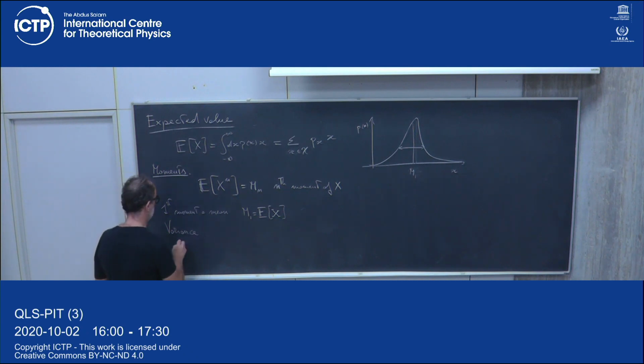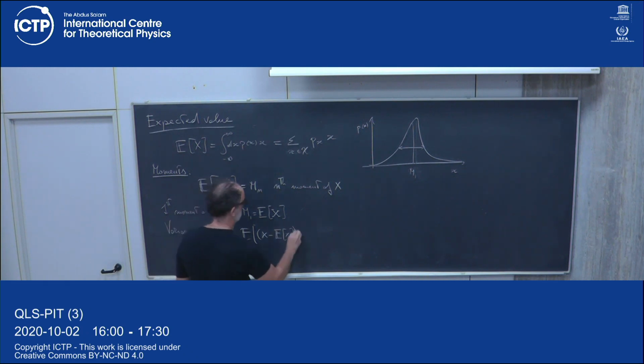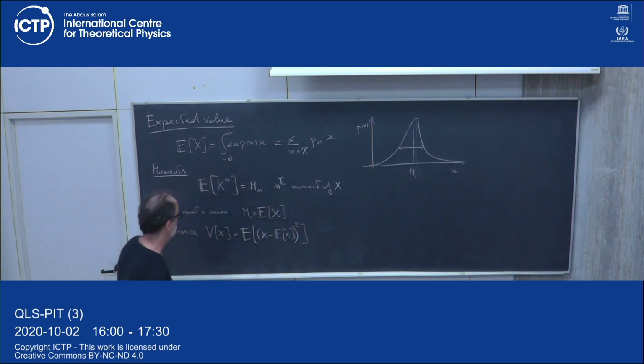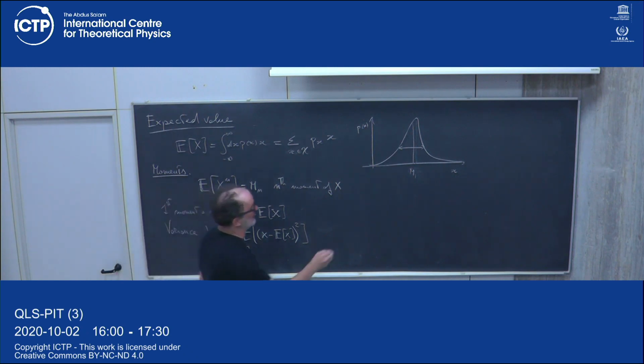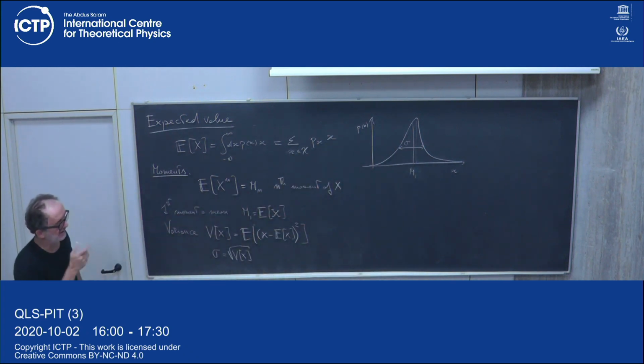So for this, you compute the variance. The variance of a random variable is just the expected value of x minus the expected value of x, squared, averaged. Okay, so in particular the standard deviation, which is the square root of the variance of x, gives you an idea of how wide, how big, is the uncertainty around the expected value.